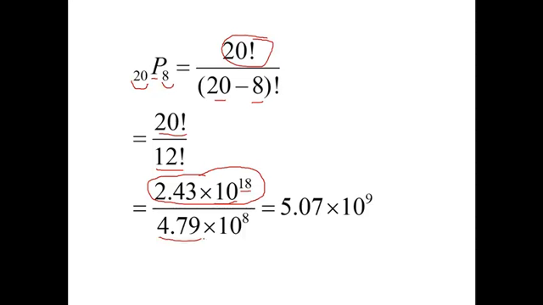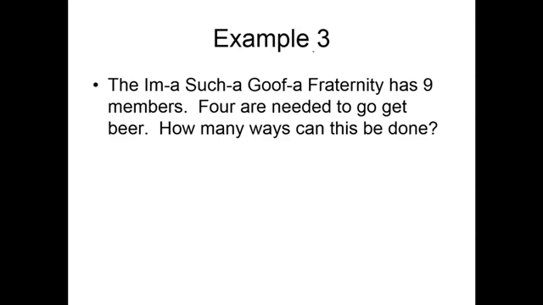Here in the denominator, 4.79 times 10 to the 8th. 10 to the 8th is 100 million, and so this is about half a billion. You do the arithmetic on this, and it works out to 5.07 times 10 to the 9th power. So this is about 5 billion. So there are 5 billion ways that you can assign parents to the different days. Seriously, that's big.